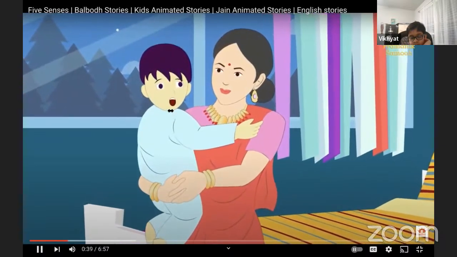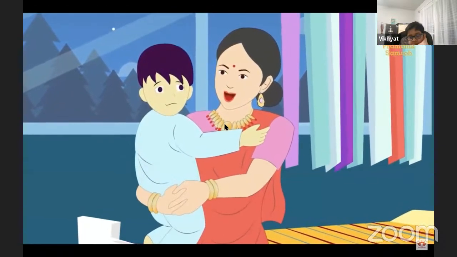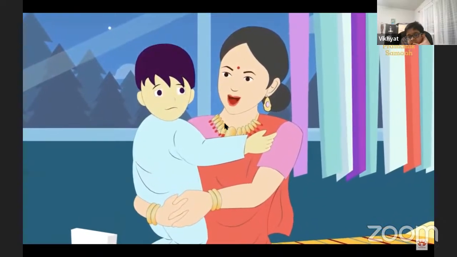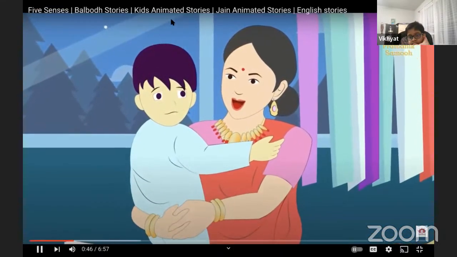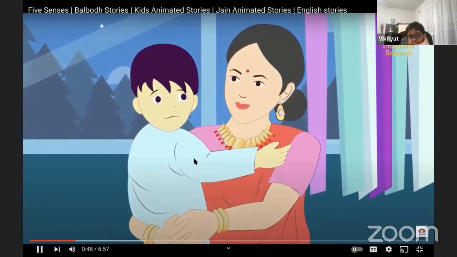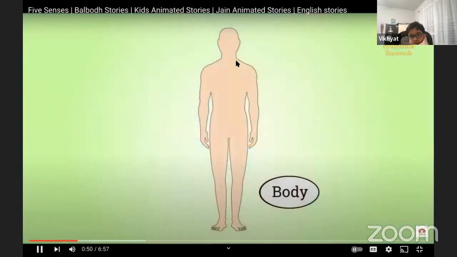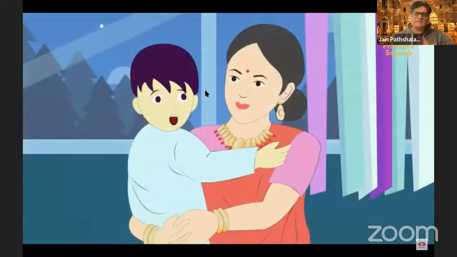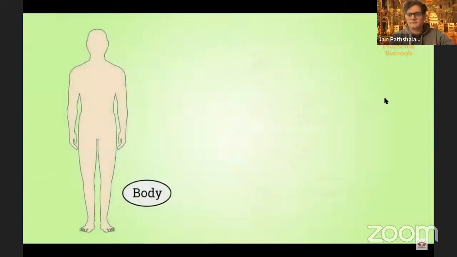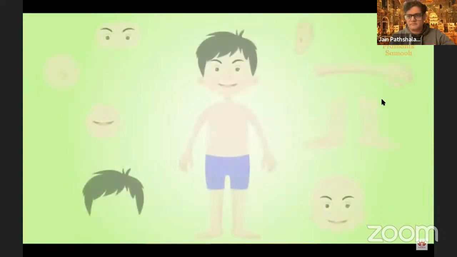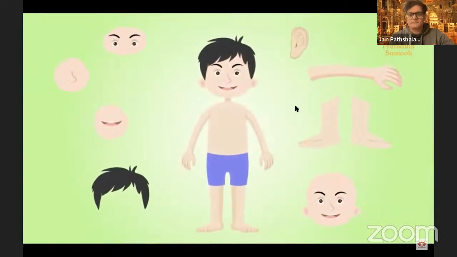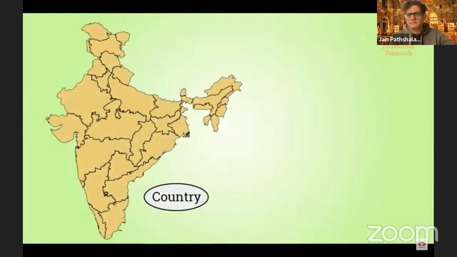"Hooray! A story? Mom, which story?" "Son, today I'll tell you the story of a great country. The great country is our body itself." Okay, so it's drawing the parallel. "Mom, is our body also a great country?" "Yes, son. Our body is similar to a great country. It too has many different things as a great country has."